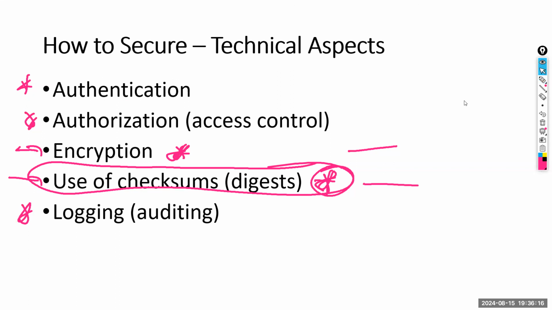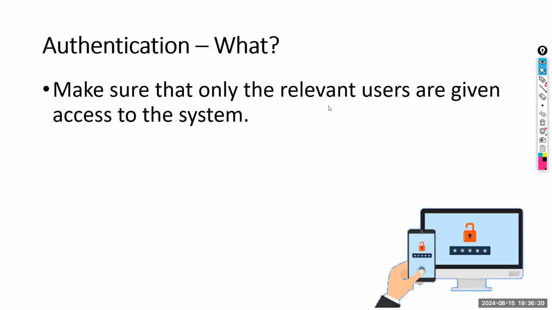Authentication. These are things that you already know actually. So what does authentication mean? Authentication means make sure that only the relevant users are given access, or relevant users can access the relevant resource. Of course, that relevant resource part is authorization. Only relevant people can access is authentication.